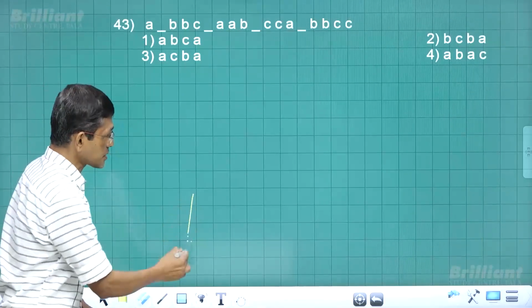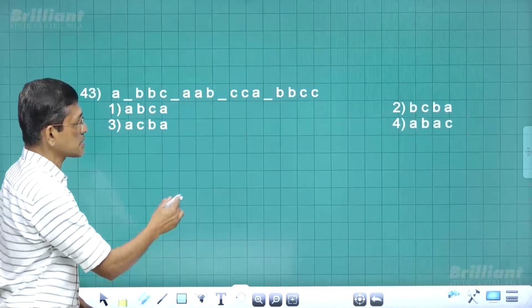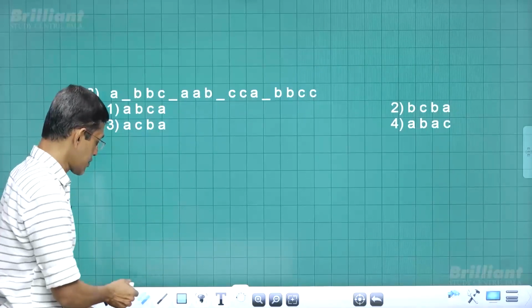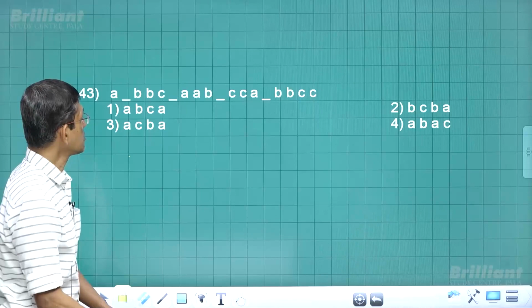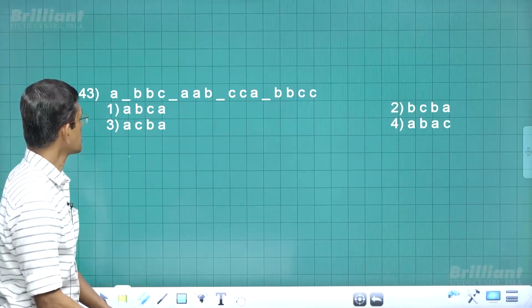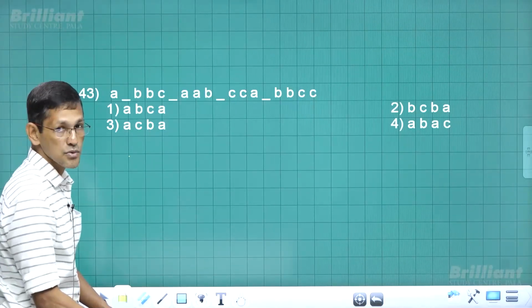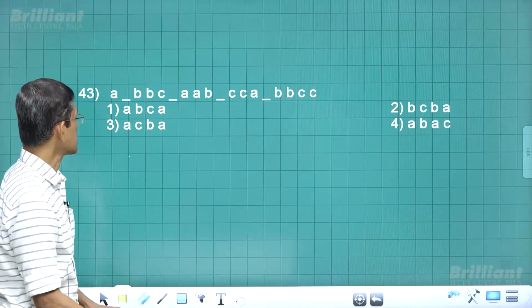193. Now 43, this question. Look at this question. A, something missing, BB, C, something missing, AA, BB, those kind of things. So what is the pattern?